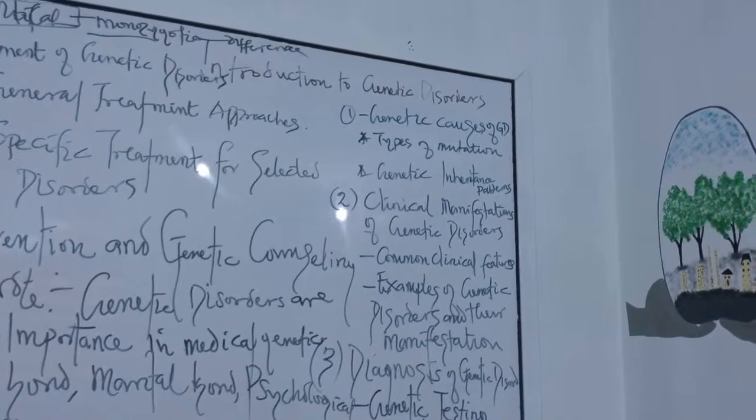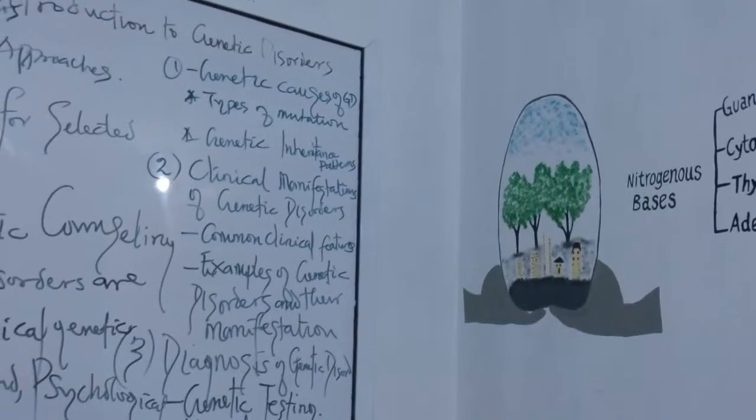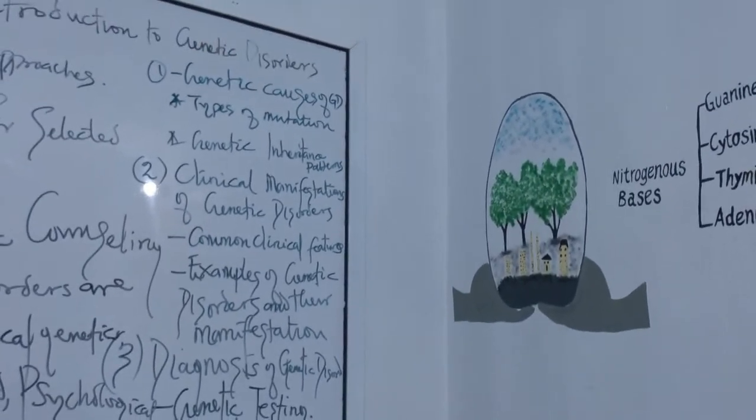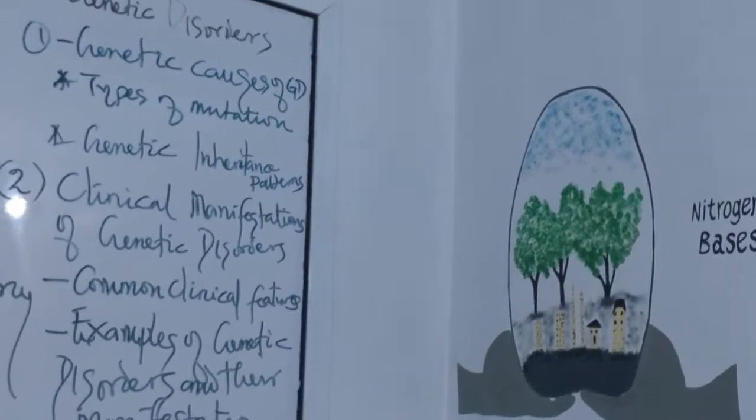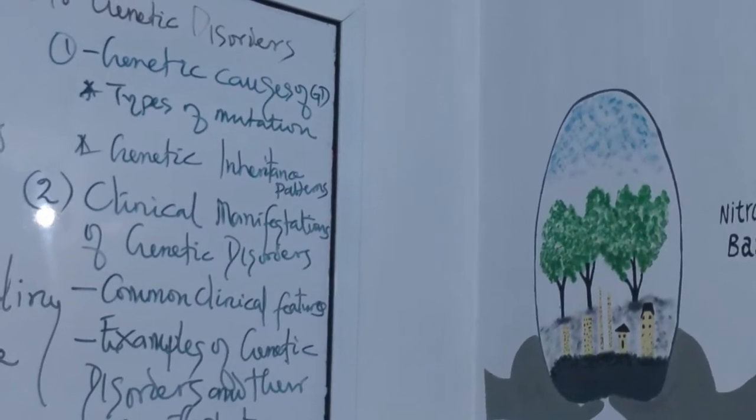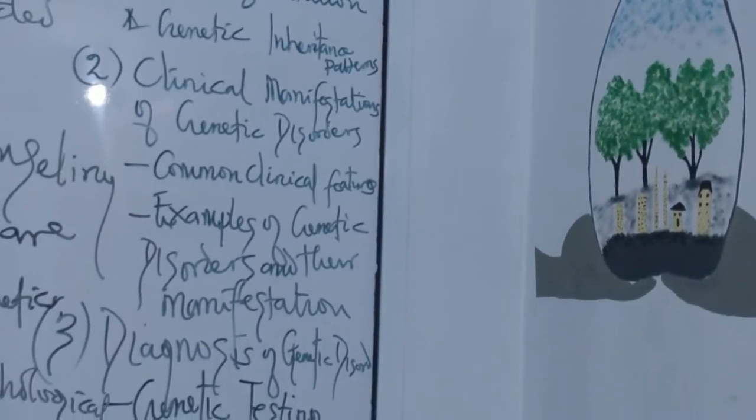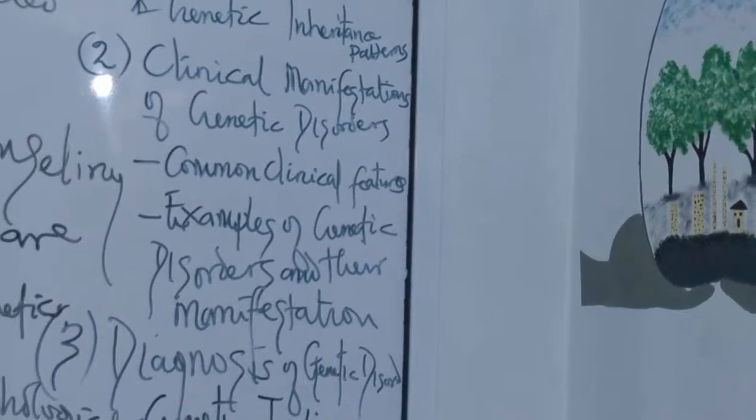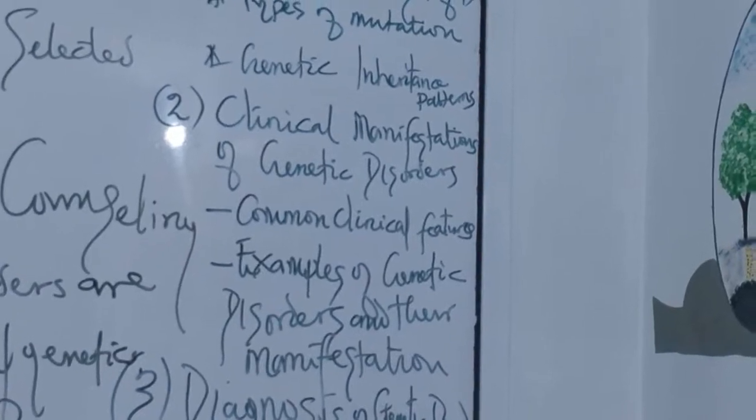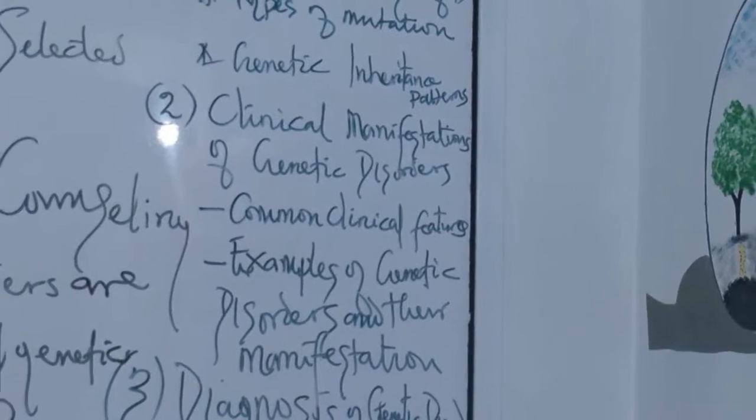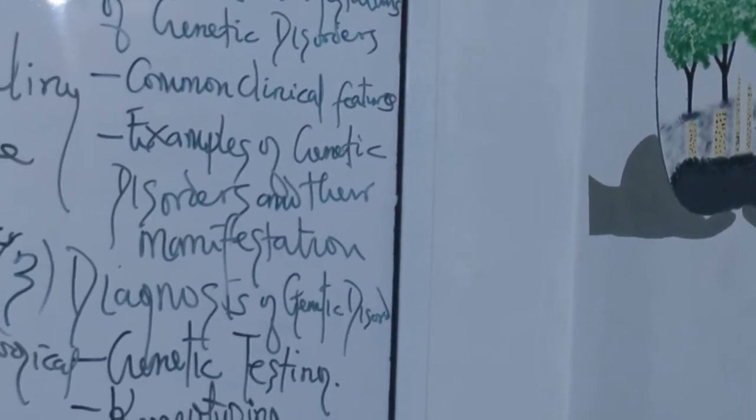See the different topics that we have under genetic disorder. The first one has to do with genetic causes of genetic disorders, and we will look at the types of mutations that are involved. Apart from that, we will look at genetic inheritance pattern, clinical manifestation, and so on and so forth. I'm very sure that you are able to copy what we have on the screen. The second one is clinical manifestation of genetic disorders, which include common clinical features, as well as examples of genetic disorders and their manifestation.